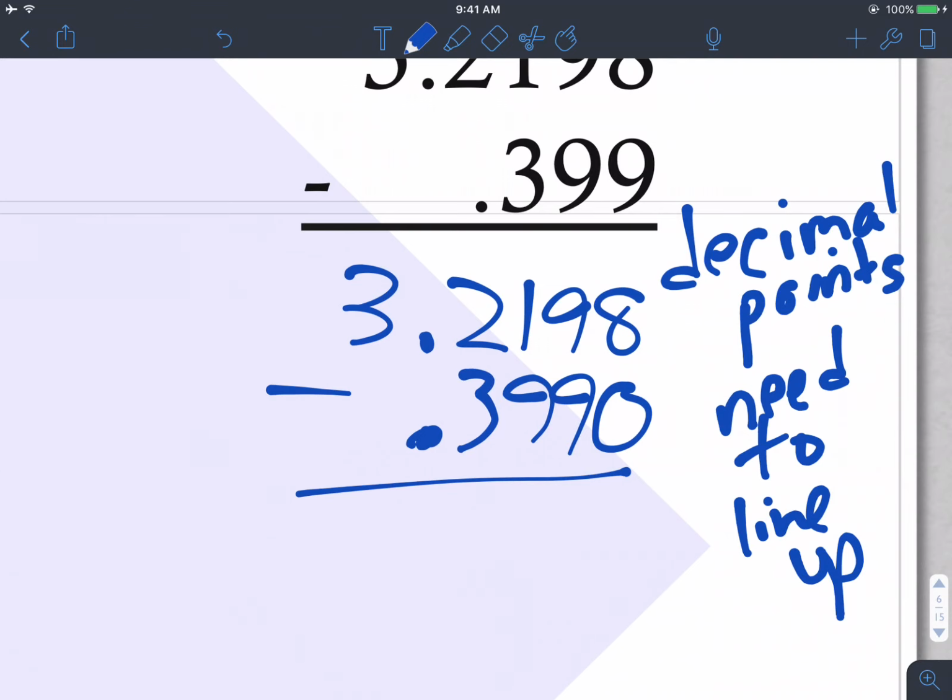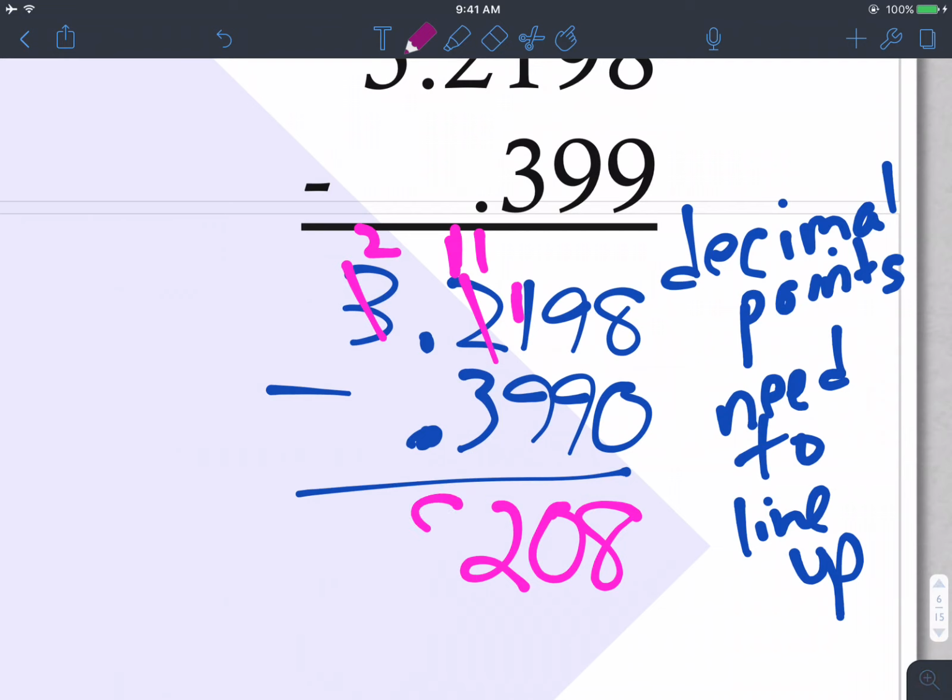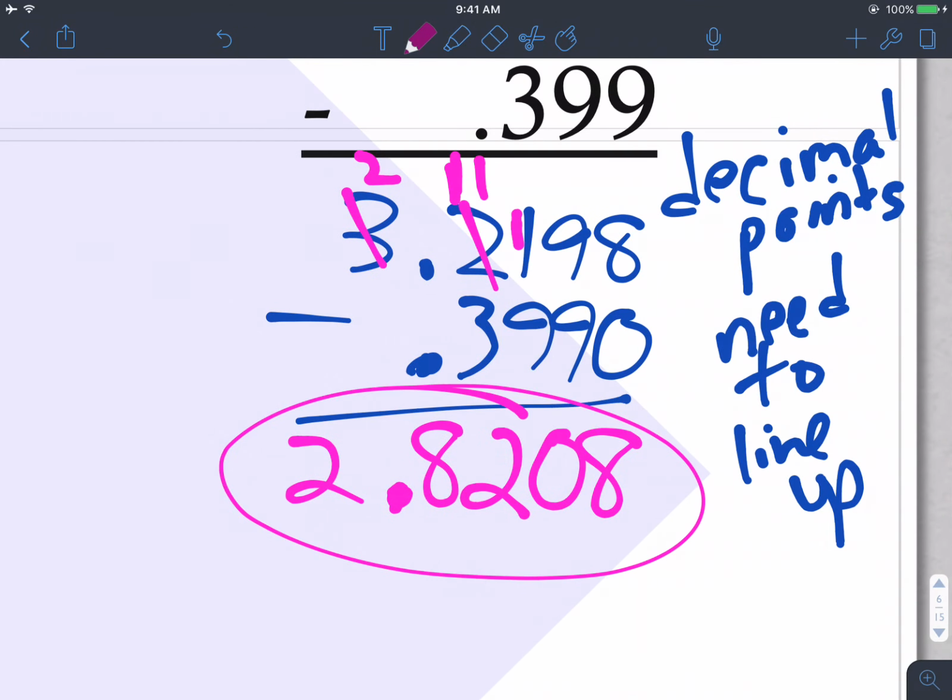Okay, so now 8 minus 0 is 8. 9 minus 9 is 0. All right, 1 minus 9, well, that doesn't work, so let me borrow from the 2 and make that 11. So 11 minus 9 is now 2. 1 minus 3 doesn't work. I have to borrow again. And now that turns into 11. So 11 minus 3. Keep that decimal point lined up. I think I should get 2.8208.